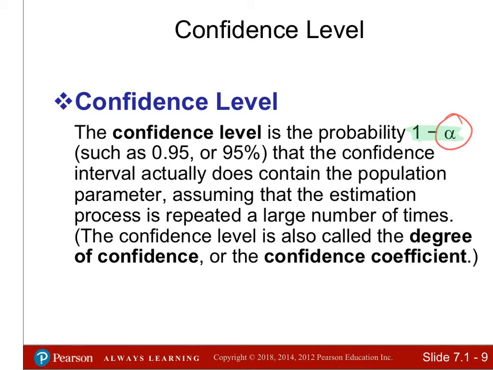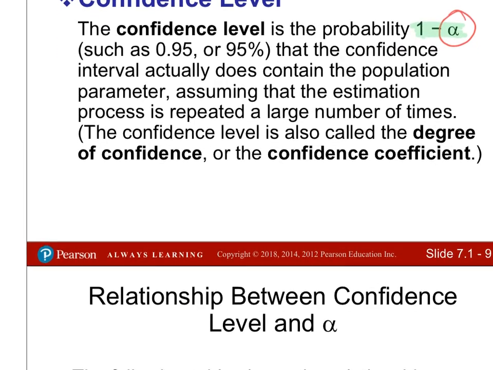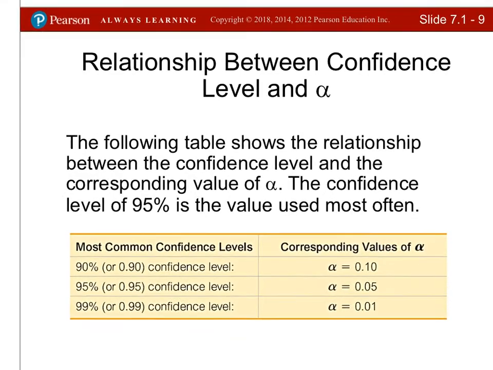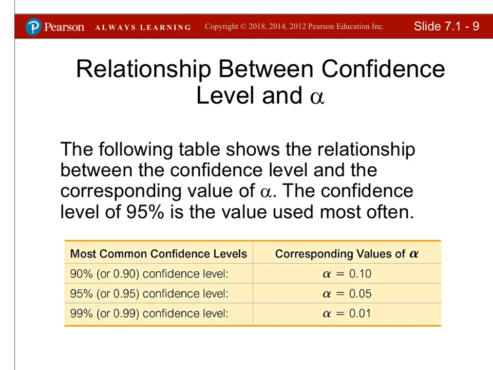So that's what the alpha is. That's how confident we are that the interval contains the true proportion. And you can see these things right here. Here are your corresponding alpha levels, and these are the common confidence intervals, right? Pretty much 1 minus each of these gives you your confidence level.